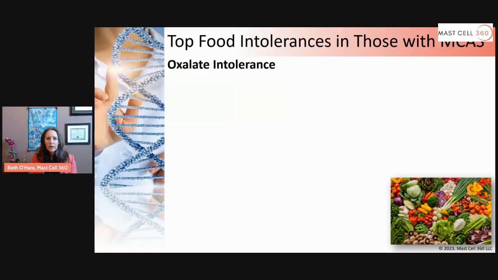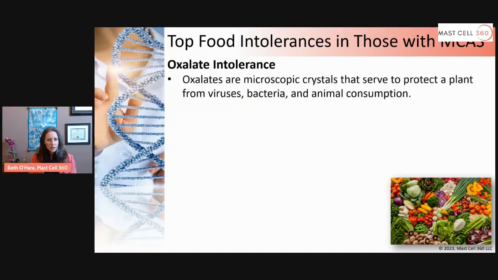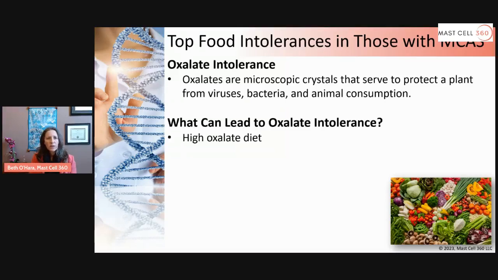Then we've got oxalates. You all know about oxalates, these microscopic crystals. They're found in plants to protect them, their defense mechanism. And people could get oxalate intolerance from things like eating really high oxalates, so you're eating more than you can break down, mold toxicity, and I'll talk here in a minute why that is.